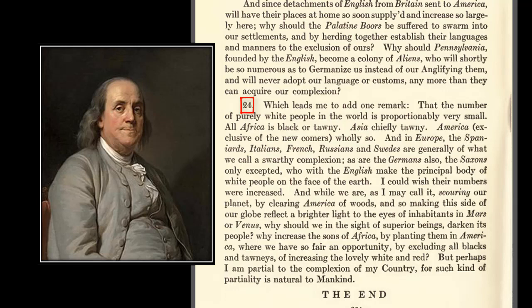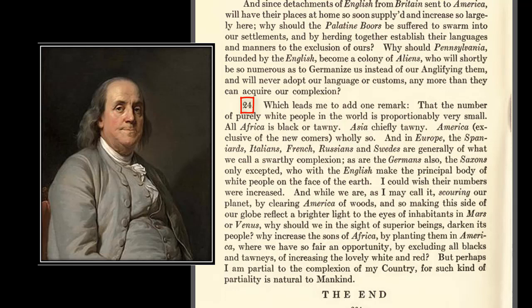"So why should we, in the sight of superior beings who are in this plane of Mars and Venus, darken its people? And why increase..." Oh, what do you mean by that? Why should these purely white people intermix with the melanated people of this planet? Why would they do that? "Why increase the sons of Africa by planting them in America?" Why are you going to increase these dark people, bring them over here when there's already black people here? Why would we do that? This is what he is saying.